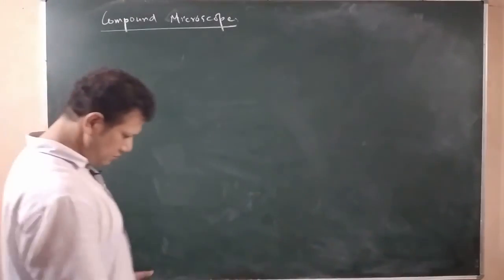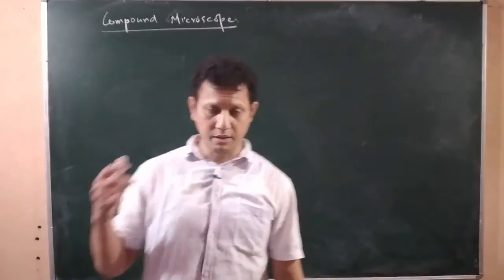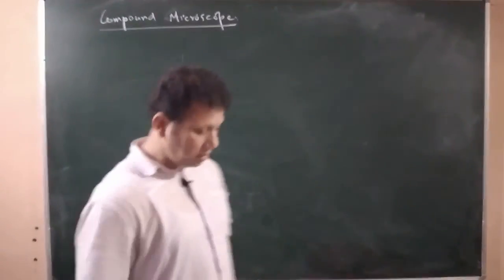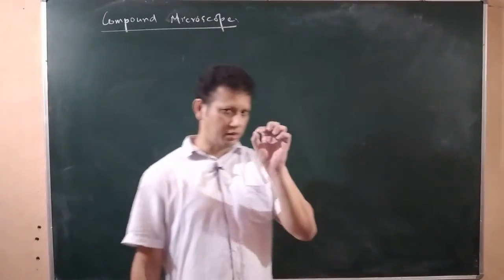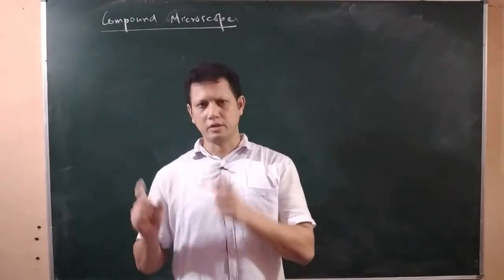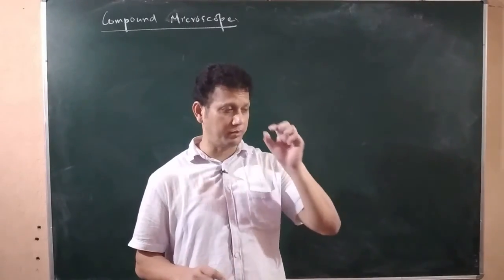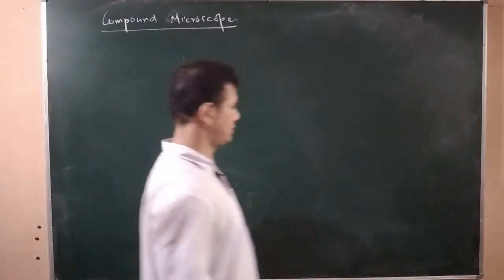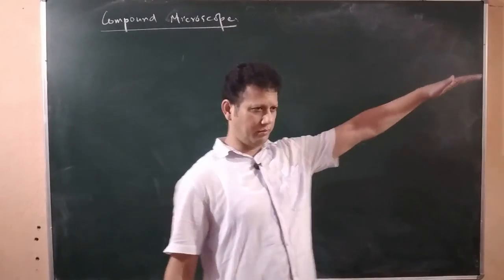A simple microscope has only one lens, but a compound microscope has a minimum of two lenses. Out of which one lens is known as the objective lens and one lens is known as the eyepiece. The lens near the object is called the objective, and the lens near the observer's eye is called the eyepiece. So there are two lenses, and both lenses are coaxial, meaning they share the same axis.